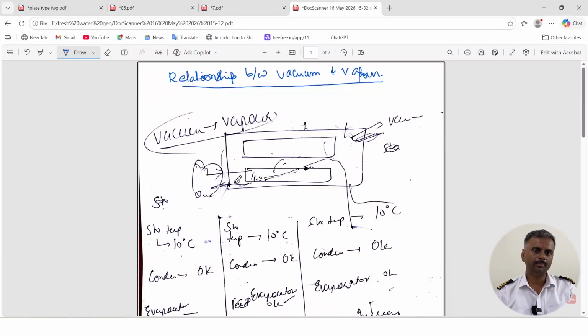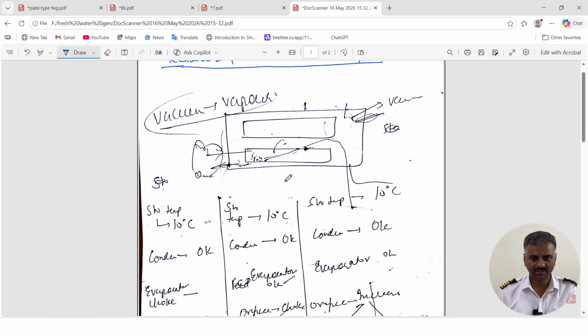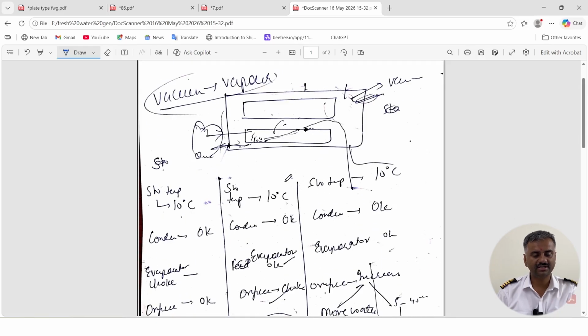Guys, this is a very important concept in the freshwater generator. If you understand this, you will not have any problem understanding the concept of vapor, the vacuum and the shell temperature. So this is the relationship between the vacuum and vapor. I have taken a case over here, and through some cases we will try to understand how the vacuum changes with the change in production of vapor or the shell temperature.